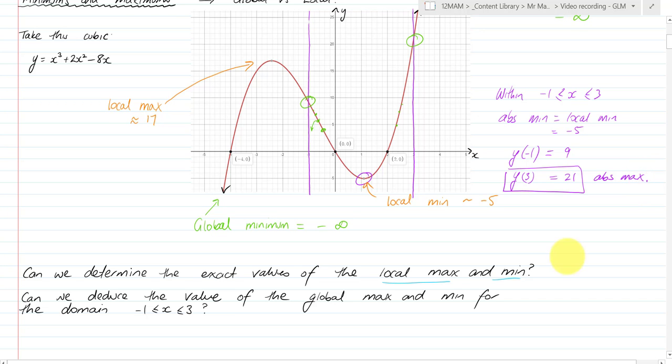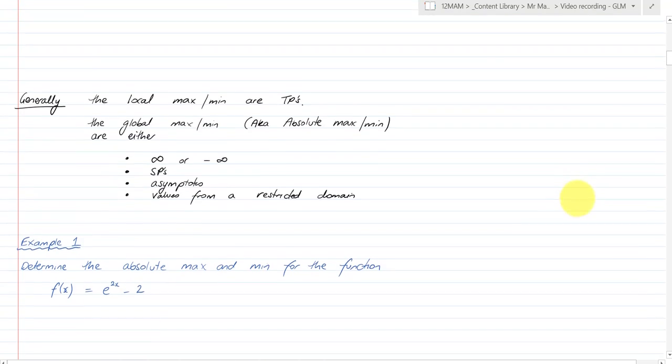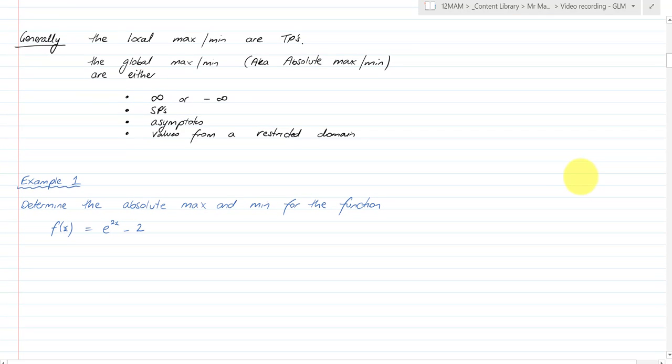So there's some analysis for you on minimums and maximums. Generally speaking, local min-max are typically turning points. The global maximum and minimums, aka the absolute maximum and minimums, are either infinity or negative infinity. It's pretty common, as you would have seen in the cubic we just had. Or perhaps a stationary point. So if you're talking about a quadratic, it would go on down to negative infinity, but the global maximum would be that stationary point.